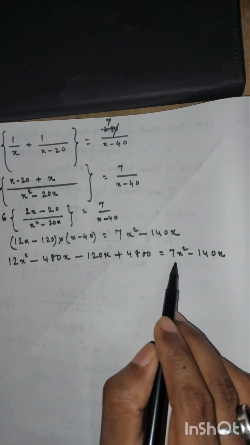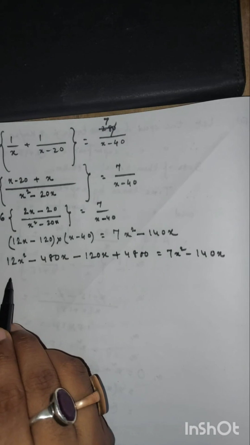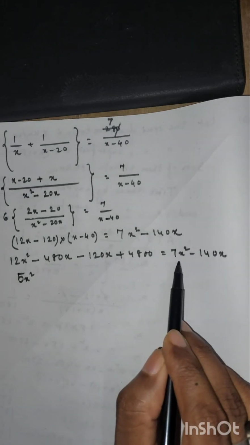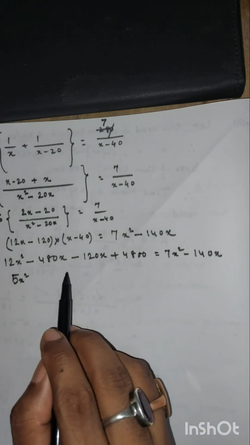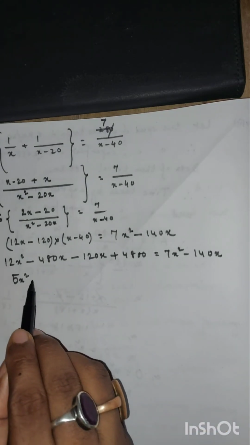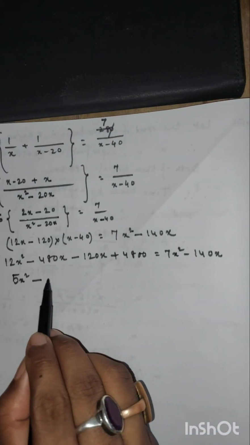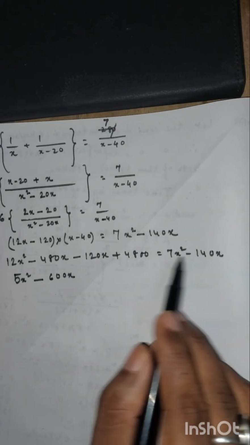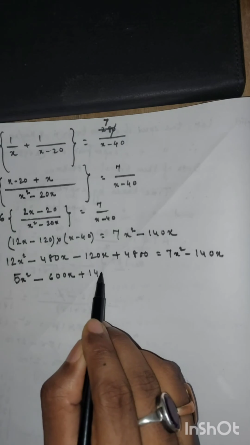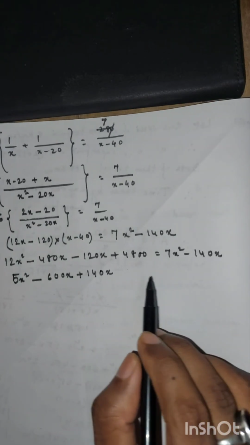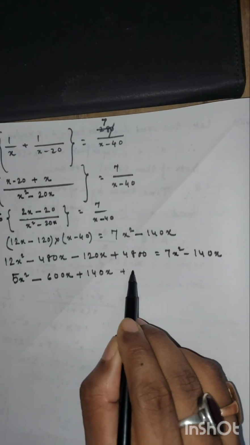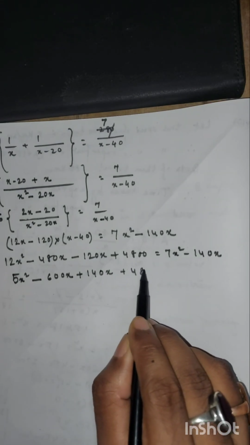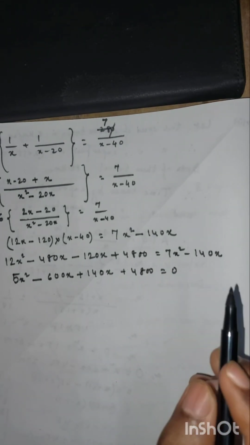So if we take 7x square to the left side, it becomes 5x square. 12x square minus 7x square, 5x square. Now this is minus 600x and plus 140x plus 4800 equal to 0.